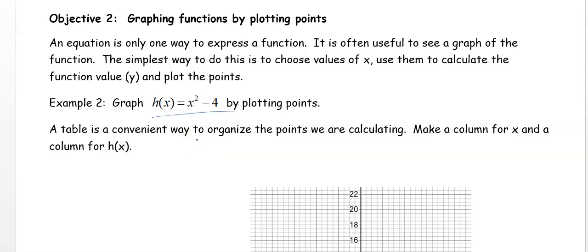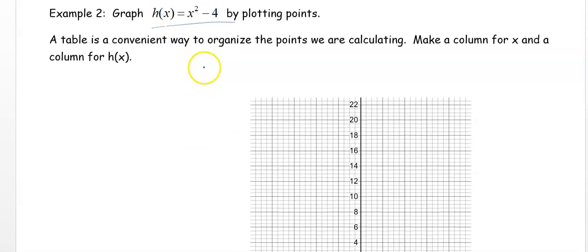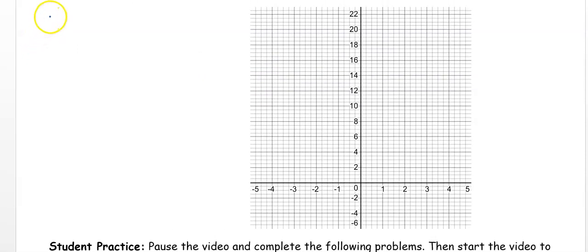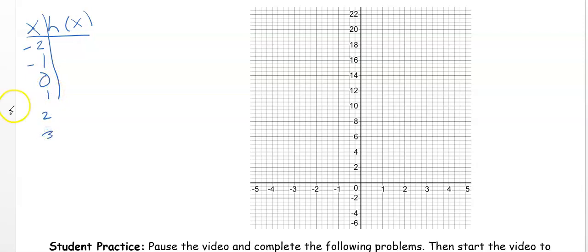So the way we often do this is we want a bunch of points. Rather than just get a bunch of points and randomly write them on the page, we tend to make a table. We have x, and we have h of x. So for each value of x, and I'm going to pick some negatives and some positives. I'll do -2, -1, 0, 1, 2, 3.